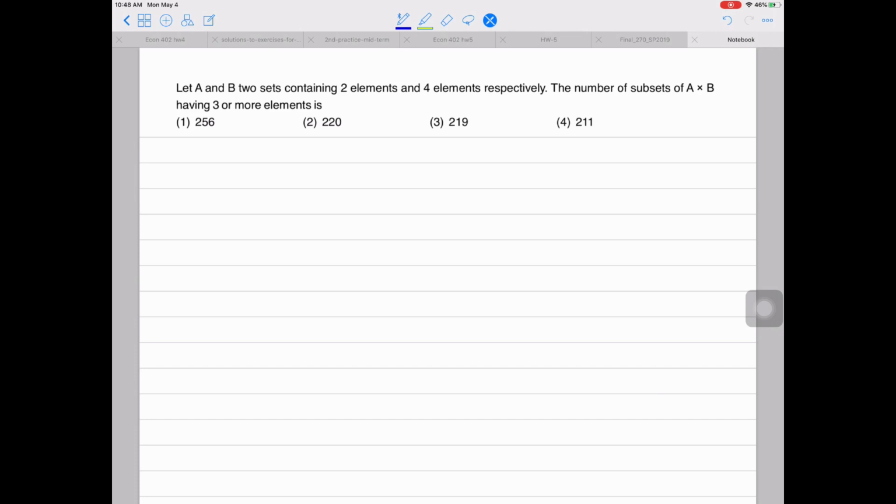Let A and B be two sets containing 2 elements and 4 elements respectively. The number of subsets of A cross B having 3 or more elements is. So first, let's try to figure out the number of subsets of A cross B.